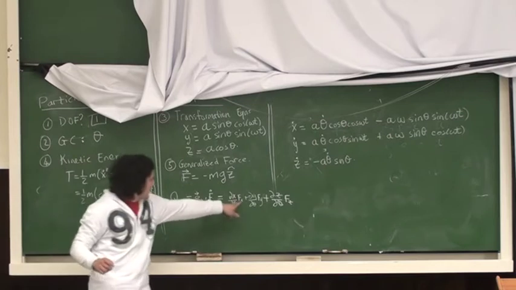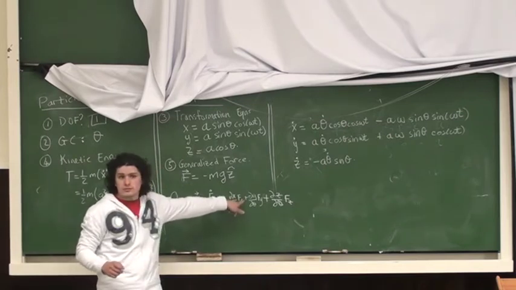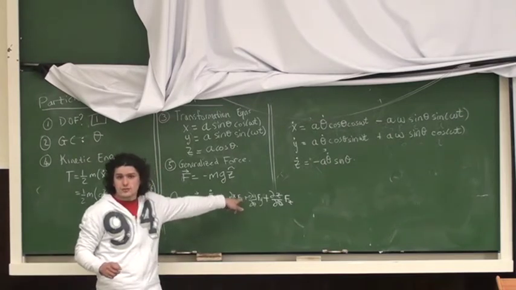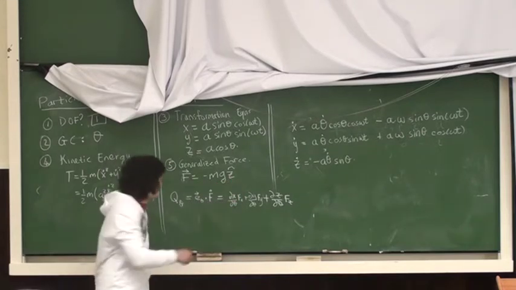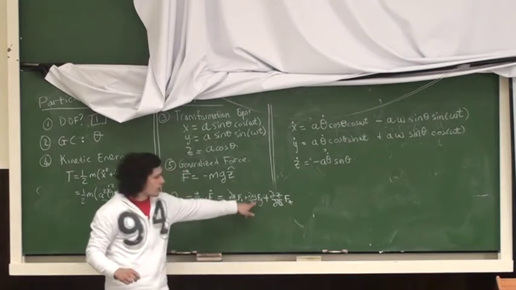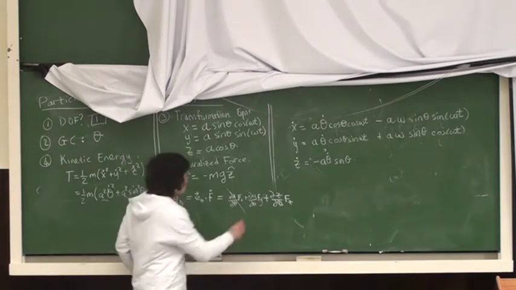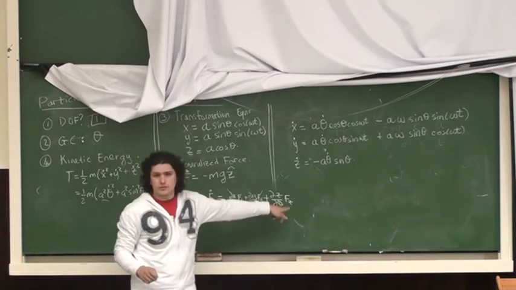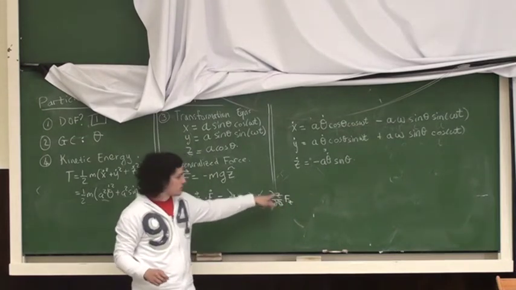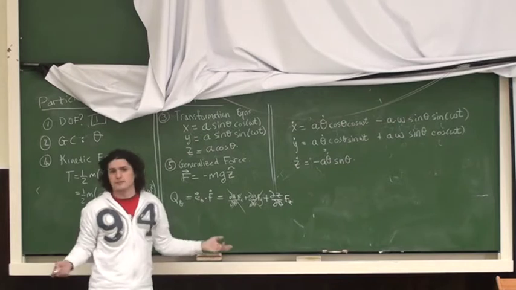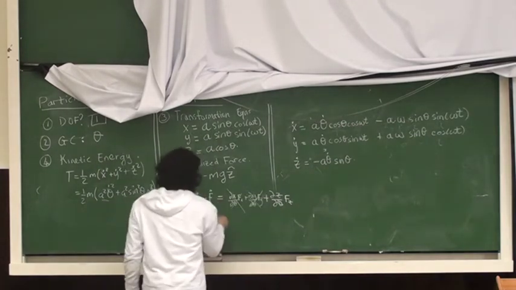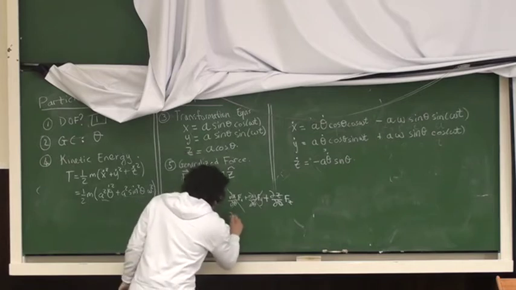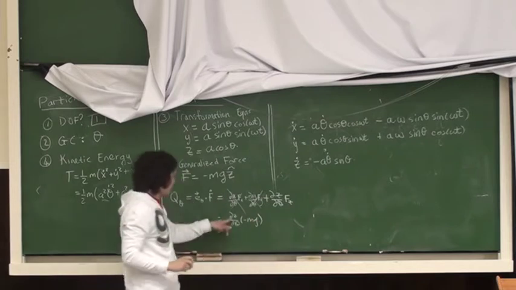What's fx, the x component of the force? And this force moves in the z direction, so what's the x component? What's the y component of the force? 0. What's the z component of the force? Minus mg. So this is equal to del z by del theta times minus mg. What's del z by del theta?